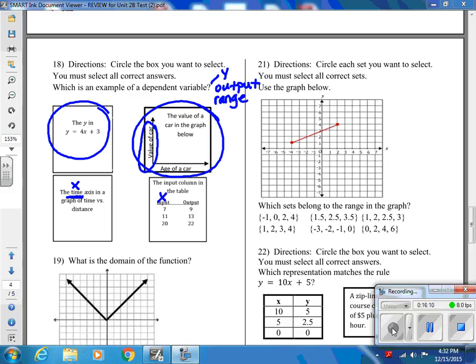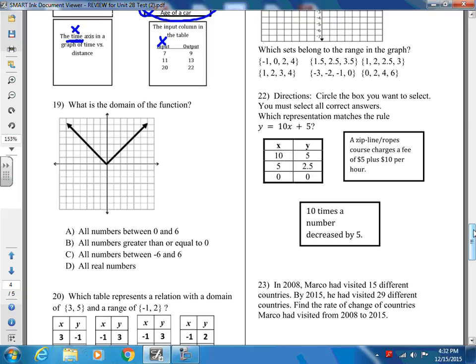For number 19, this is a V-shaped graph that keeps going forever in both directions. So even though it stops in your grid, know that it keeps going forever, never up through the ceiling, right? So we want to pick what is the domain of this function. Domain refers to x values. So if you look at the graph, all of the x values in the picture have a location on the graph, which means all of the x values are possible. And that's when we say all real numbers. There's nothing to stop or prevent us from finding a value on the graph.